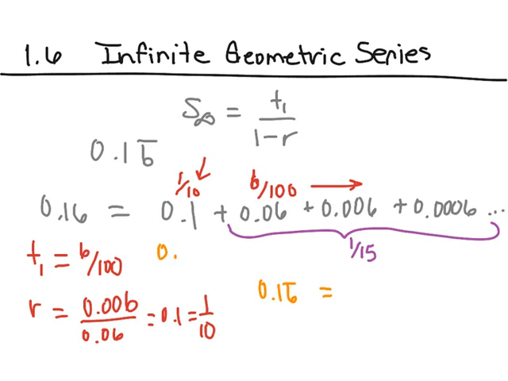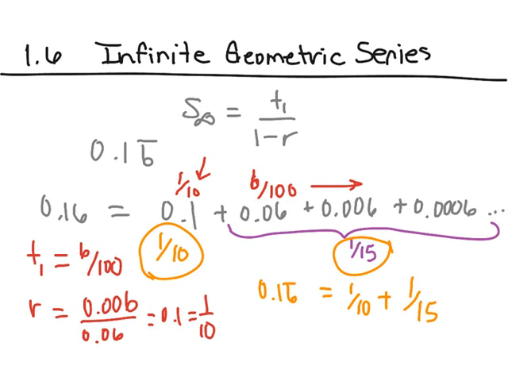Oh, I put a 0. 1 over 10 and this fraction. So 1 over 10 plus 1 over 15, and you should get that to equal 1 over 6. And if you take your calculator and you type 1 divided by 6, you should get 0.166666666. So that's how you take a repeating decimal and turn it into a fraction.